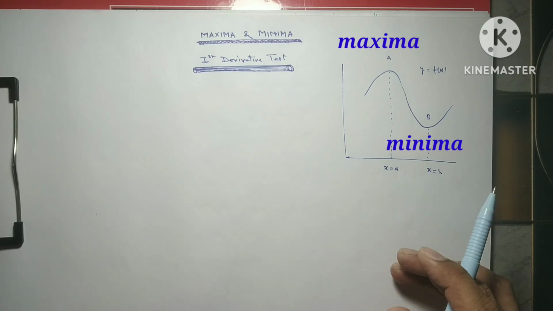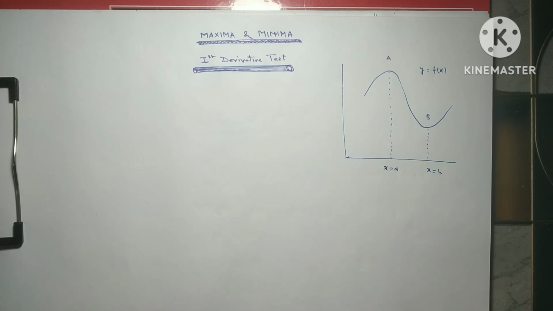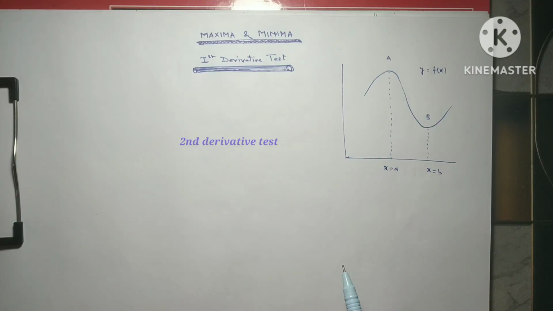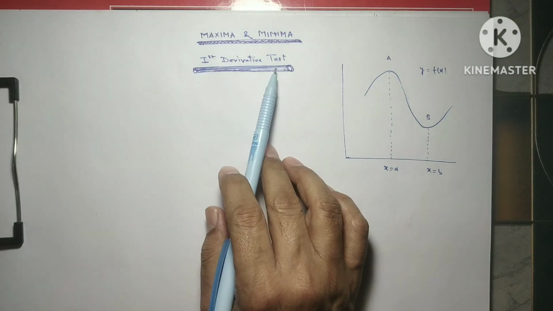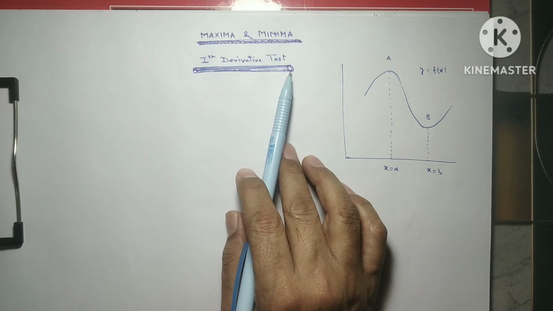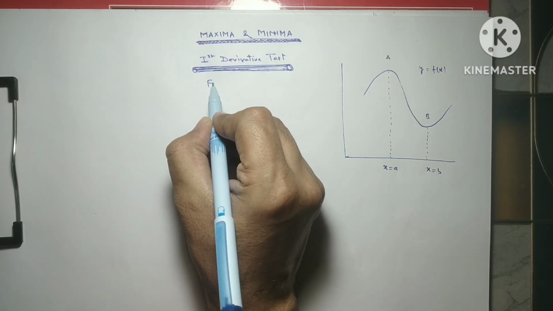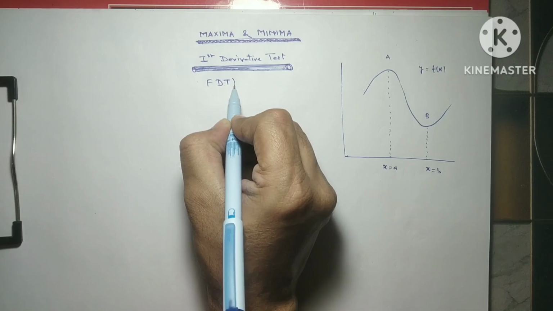So how to check this? This curve shows maxima and minima. We have two tests. One is the first derivative test and the second is the second derivative test. Today we will discuss the first derivative test.